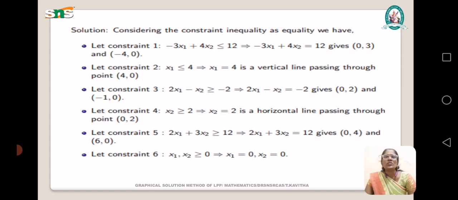The third constraint is 2x1 minus x2 greater than or equal to minus 2. We take it as an equation 2x1 minus x2 is equal to minus 2. The points are 0,2 and minus 1,0. Next constraint, x2 greater than or equal to 2. Here x2 is equal to 2, therefore x2 does not change in that line. We take x1 as 0, 1, 2. Therefore we get a horizontal line passing through the point 0,2. Next the constraint 2x1 plus 3x2 greater than or equal to 2. That implies 2x1 plus 3x2 is equal to 12. The points are 0,4 and 6,0. This is the graph.